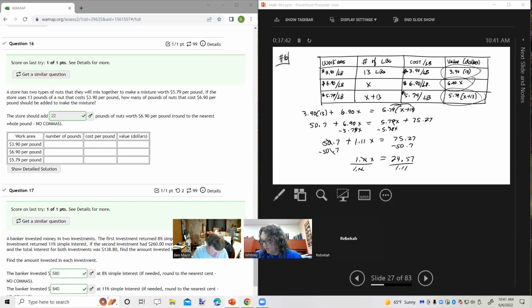24.57 divided by 1.11. And that comes out 22.135, et cetera, but it says in the directions round to the nearest whole pound. So that's going to be 22. And it says the store should add how many pounds of nuts worth $6.90 a pound. So that would be the 22 pounds. All right. Any further questions about that particular problem?